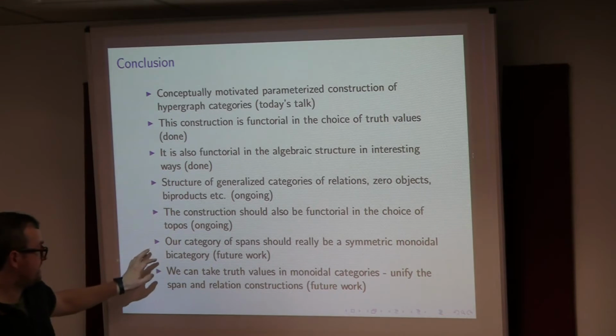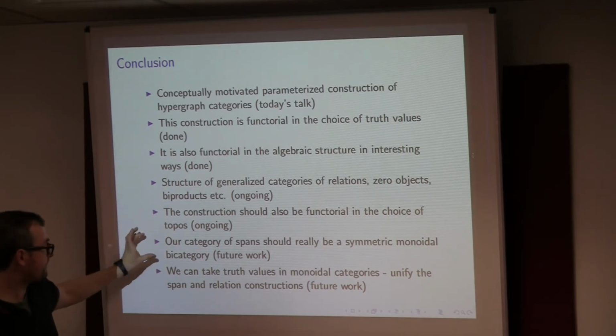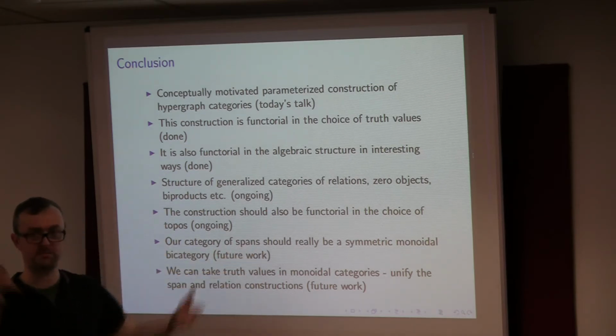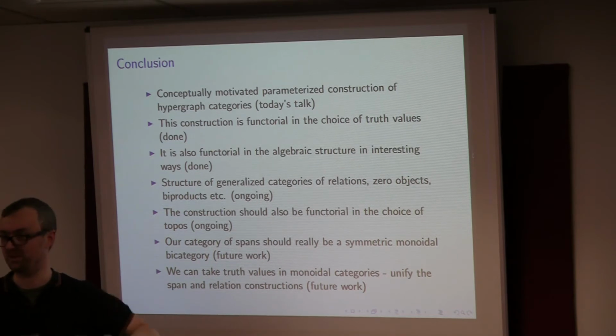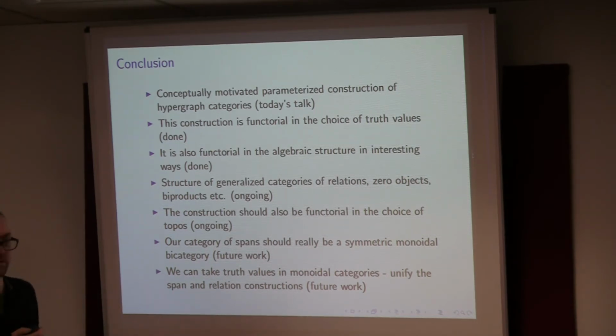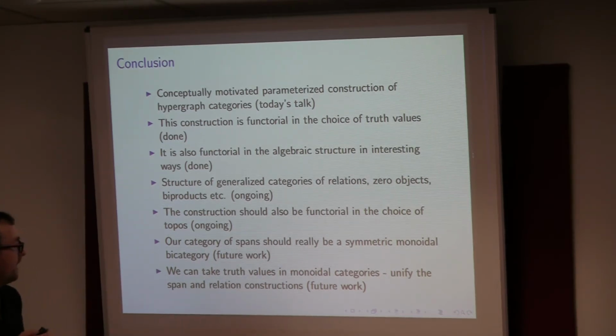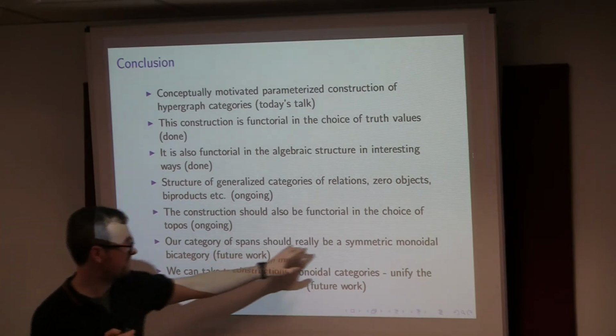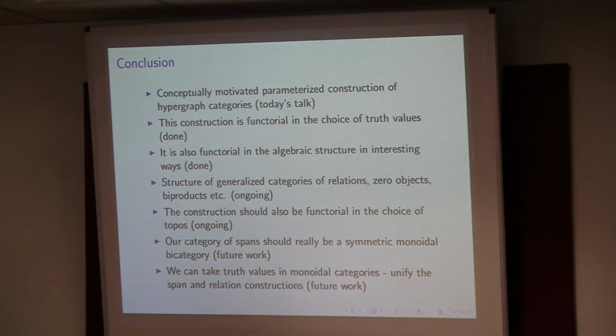Another observation is that this category of spans, when you actually build these categories of spans, you do a bit of quotienting as well, which I've kind of shuffled out of the way because it's just an annoying distraction. But really, our category of spans should be some sort of symmetric monoidal bicategory and then the hypergraph version of that, but that needs some pinning down as to exactly what that statement means.